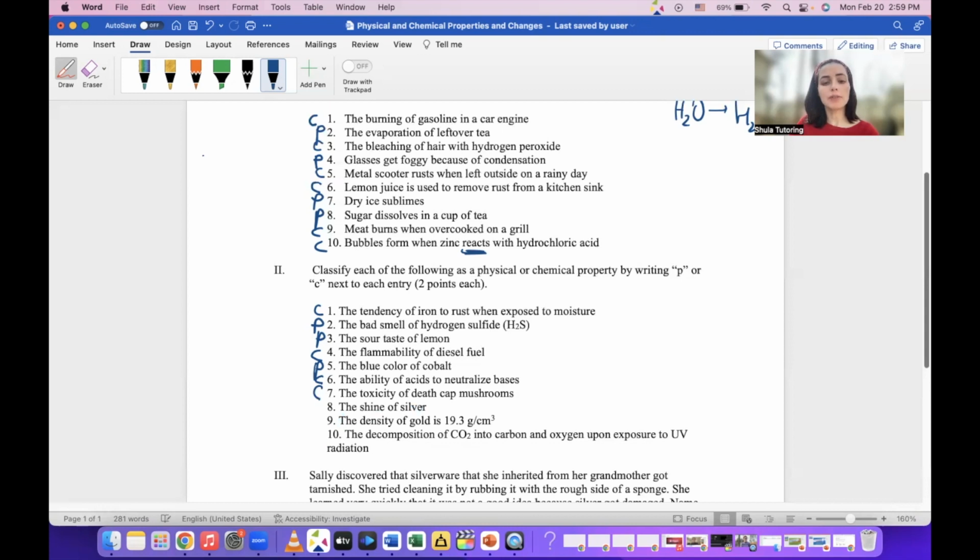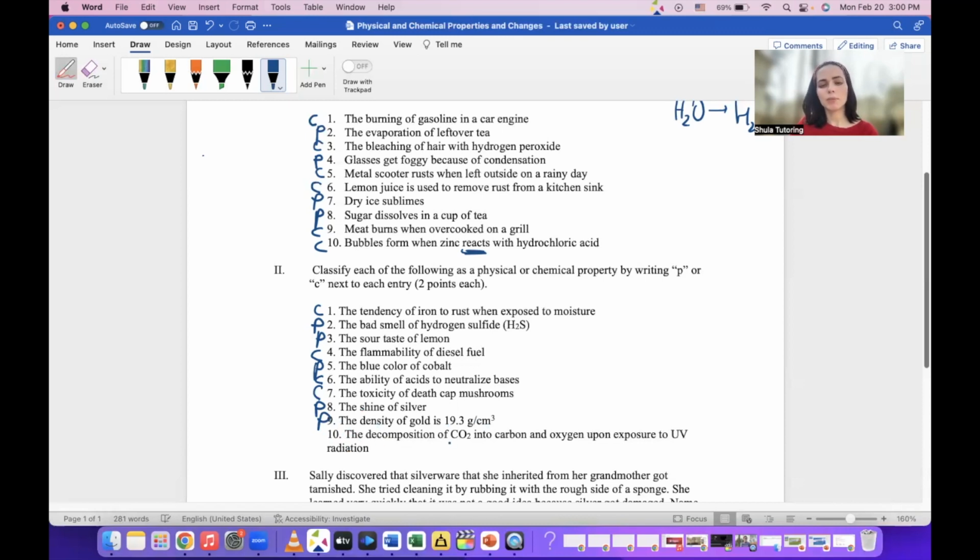The shine of silver. So that's very similar to color here, or smell or taste. Like metals tend to shine. They just shine by themselves without combining with anything else or undergoing chemical reactions. So that's a physical property. The density of gold is 19.3 grams per centimeter cubed. So that would be a physical property because gold displays it by itself. It doesn't change its composition when it displays density.